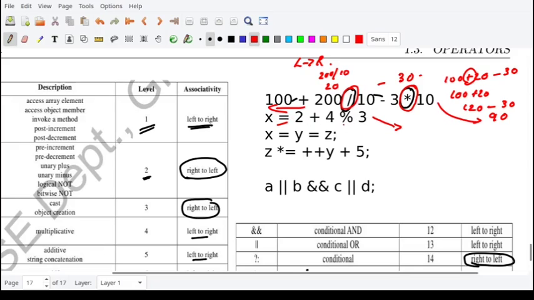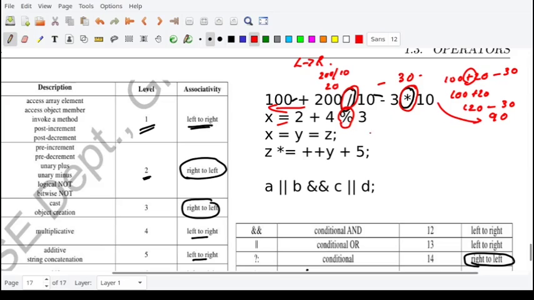What is the highest precedence here? Modulus operation. Okay. So 4 mod 3, what is 4 mod 3? 1. Okay. And you have 2 plus 1 as the result, which is equal to 3. Okay, and you have x equal to 3. This equal to operation is right to left associative, that is, you assign the value 3 to x. Okay, so this is the second example.